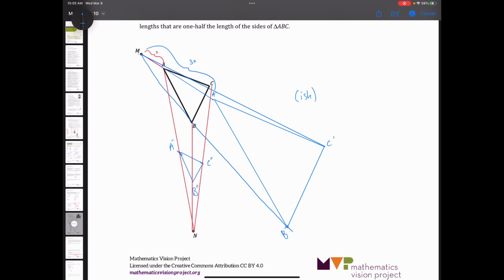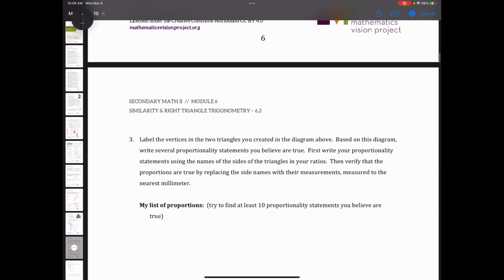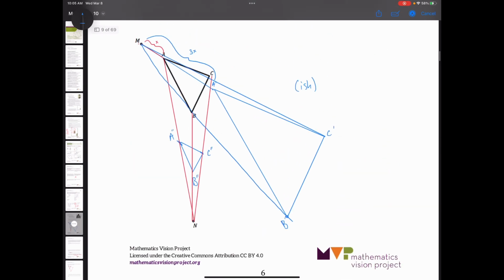All right. So, as you can see, we have drawn up here these figures. A prime, B prime, C prime is 3 times as large as ABC. And then A double prime, B double prime, C double prime is half as large. So what I want you to do, and this is what number 3 is requesting, is you need to create some proportions about this. So you can create up to at least 10 that you believe are true.